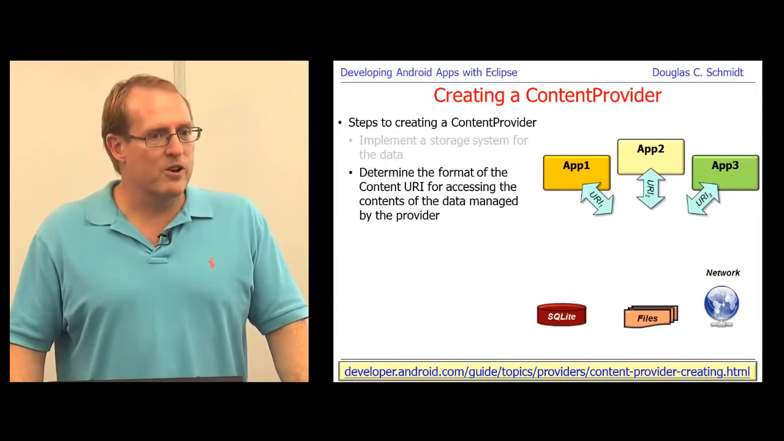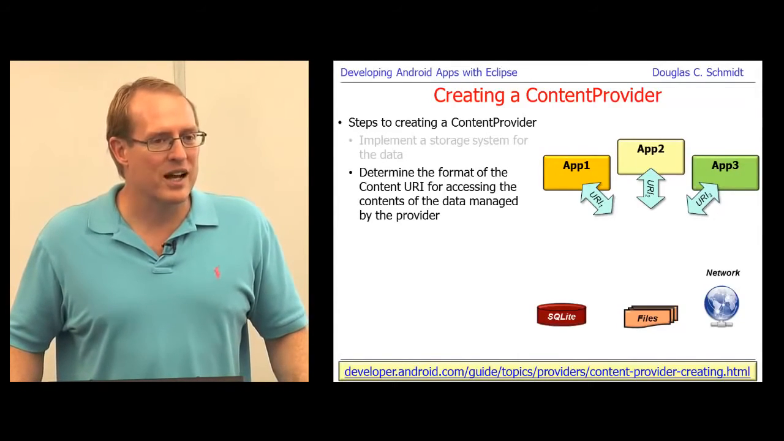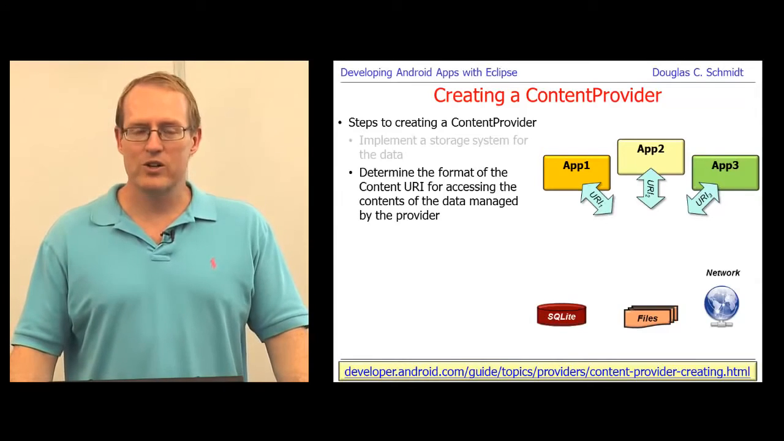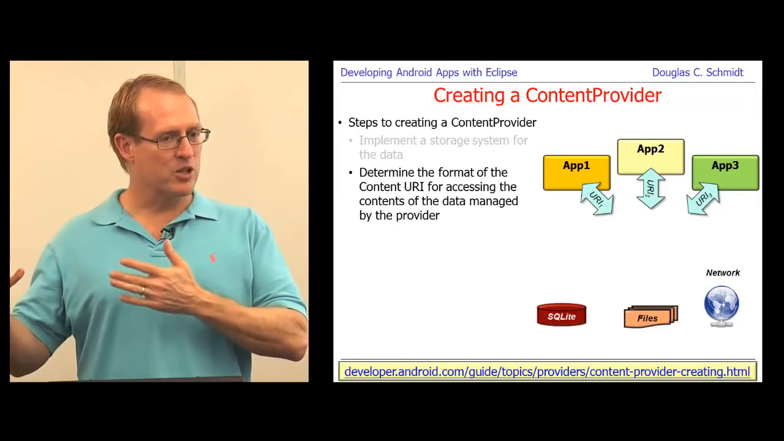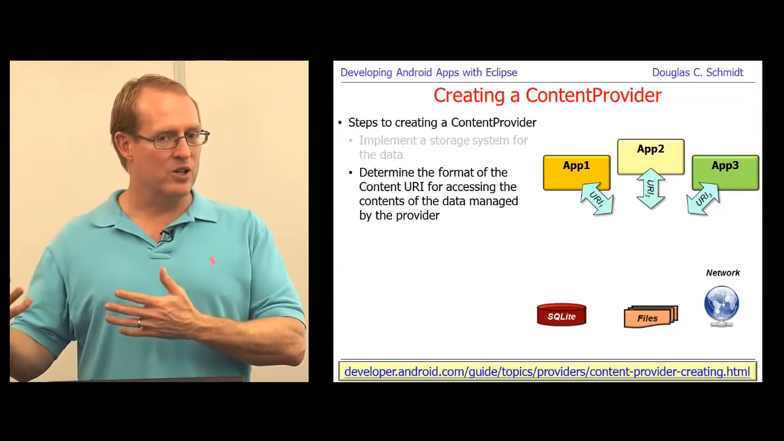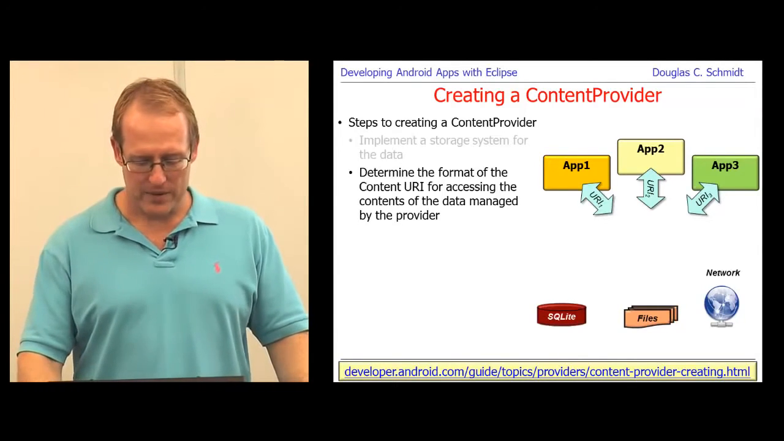The next thing you need to do is figure out how you're going to access this stuff. What's the content URI that you're going to provide? How are you going to break it up with the authority and other things, the path, the particular item of interest, and so on? What's the syntax for that, and so on?